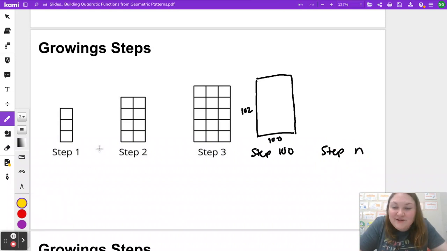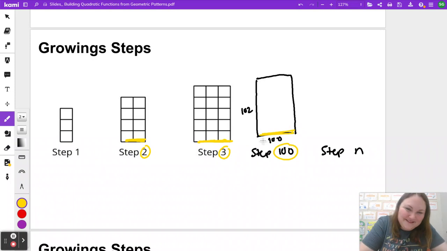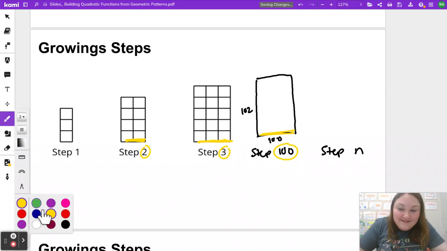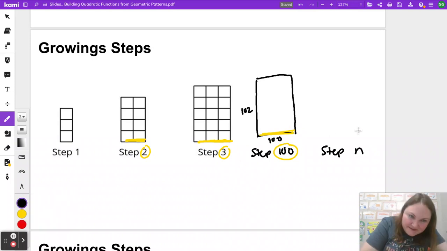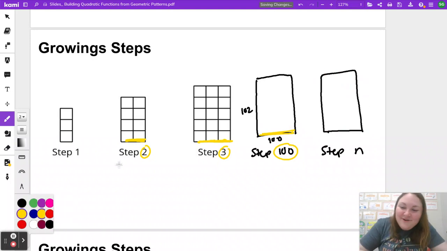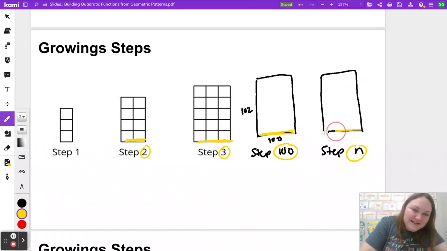Well, we had mentioned earlier there's this connection between the step number and the width. And so for step n, again, I don't know the numbers. I do know it's going to be a rectangle though. And I know that the step number tells me the width. So I know that would be an n.